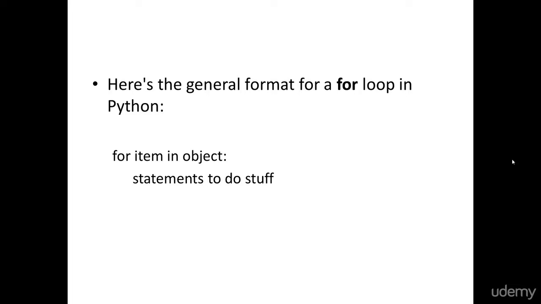So the general format for a for loop in Python is going to look a little something like this. You're going to say for item in object, colon, next line you're going to indent and say statements to do stuff. Now if you're in any IDE or if you're in Jupyter Notebooks, this sort of indentation is taken care of automatically for you. So again, the format is going to be for item in your iterable object, colon, and then you're going to have some code to do stuff.